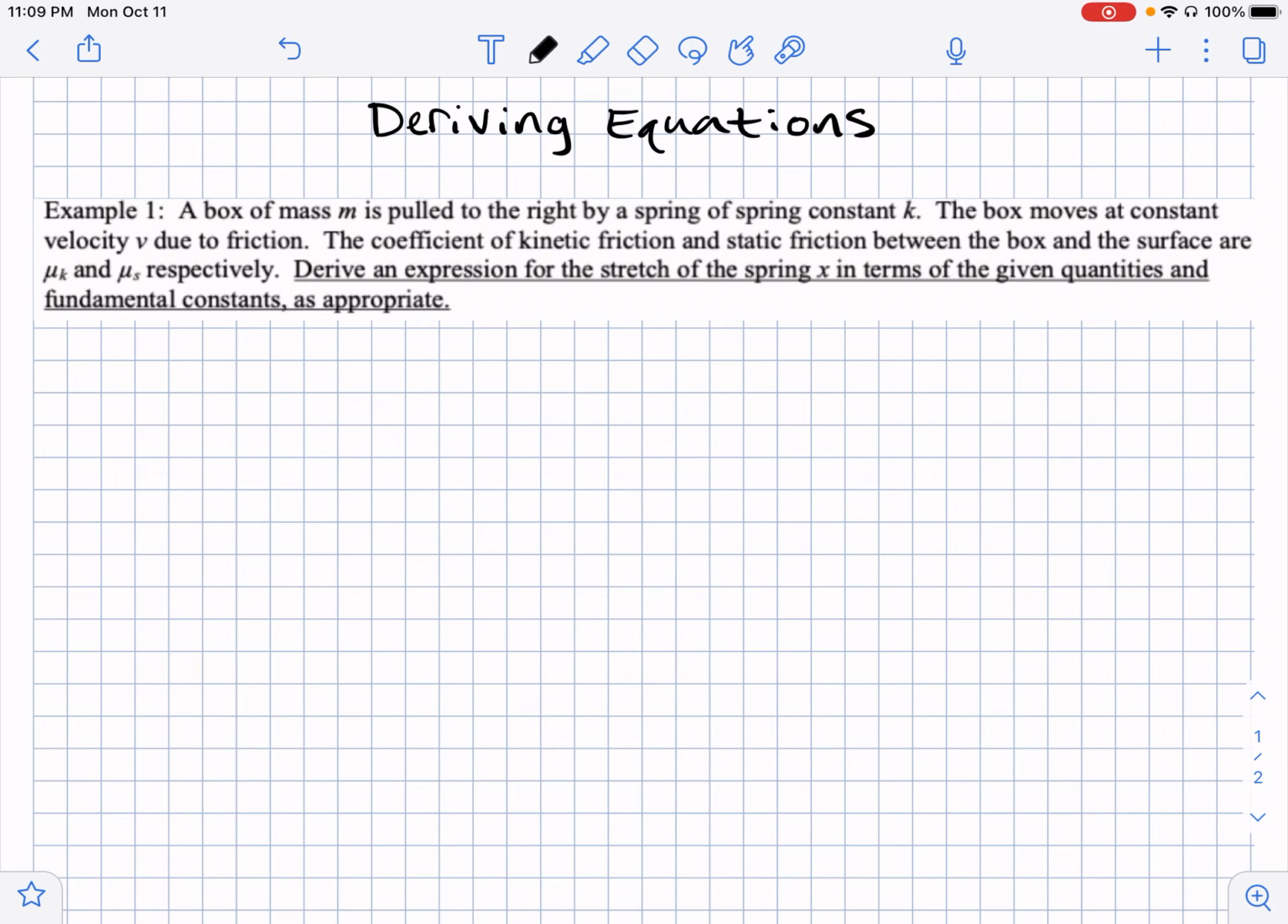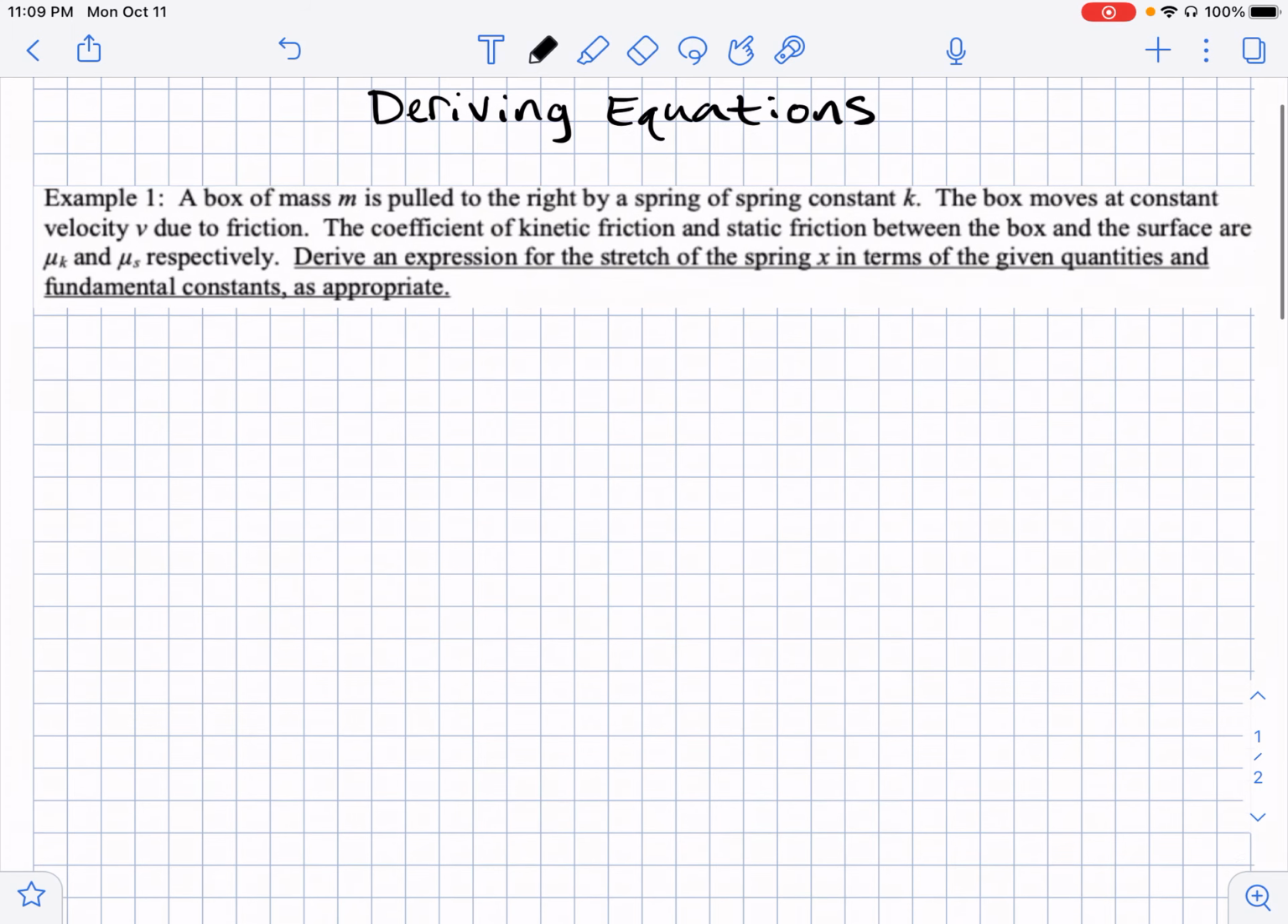If you notice from this problem, there are no numbers. When we derive equations, we're not necessarily dealing with numbers, but we're getting multiple equations and putting them together to come up with a new expression for whatever the problem has asked me to solve for. In this one, it's the stretch of the spring, x.